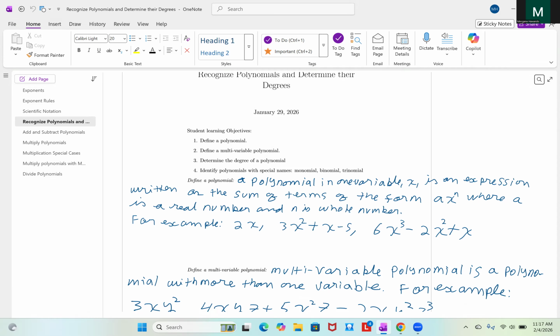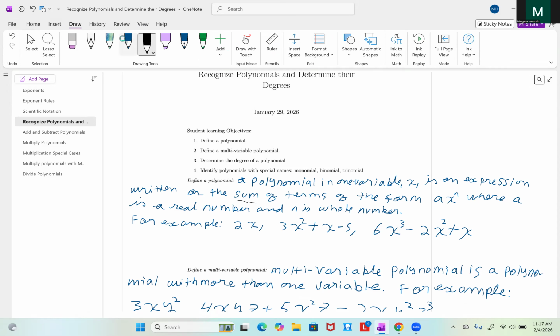So here it says written as the sum of terms of the form ax to the n. Each of these is one term of the polynomial. The first has 1, 2, 3 terms. This one also has 3 terms. And each term is of the form ax to the power of n.